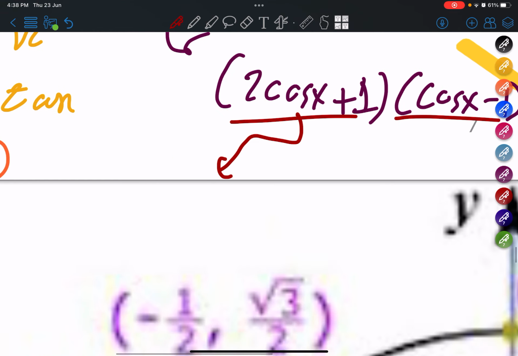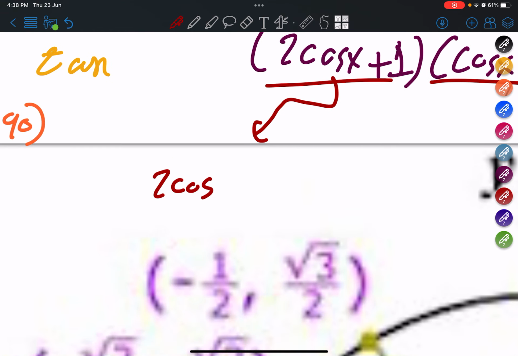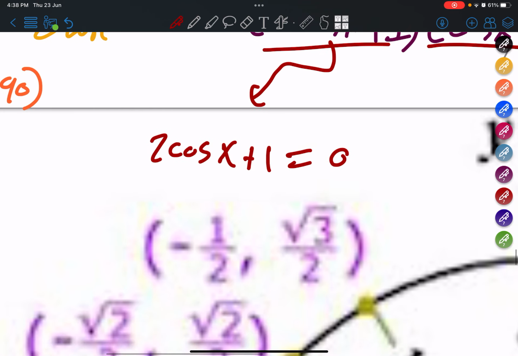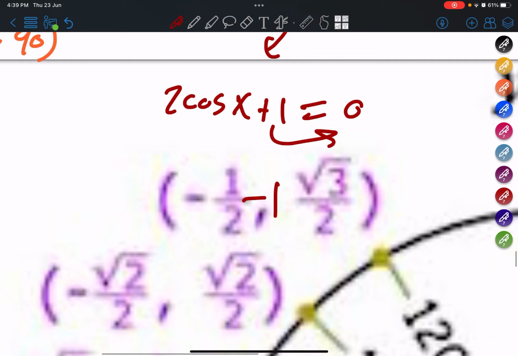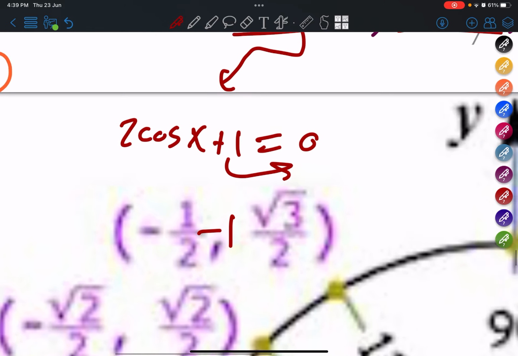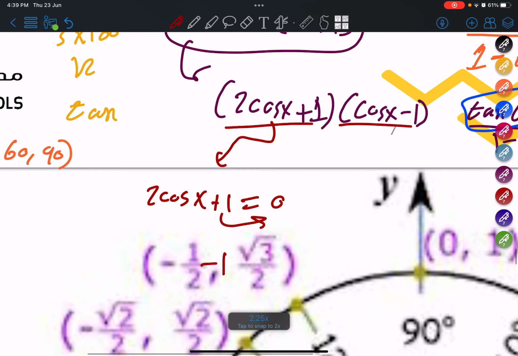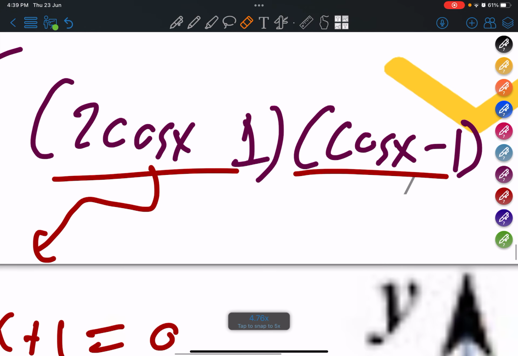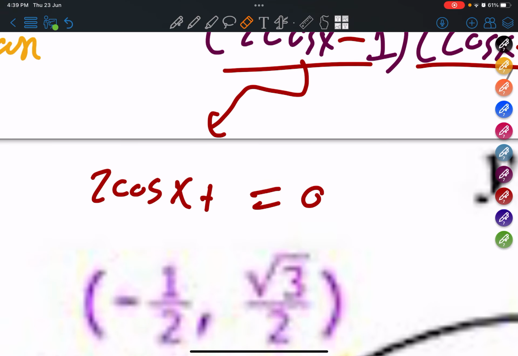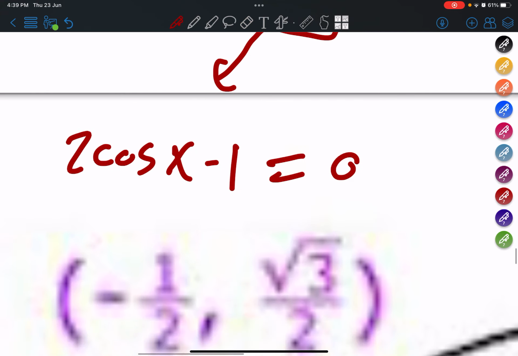So the root of this will equal 2 cosine x plus 1 is going to equal 0. So if you put 1 to the other side, it will be negative 1. No, sorry. Plus is on the other side. Here's plus and here's minus, my mind. So this, just remove it. So it will be 2 cosine x minus 1 is going to equal 0.